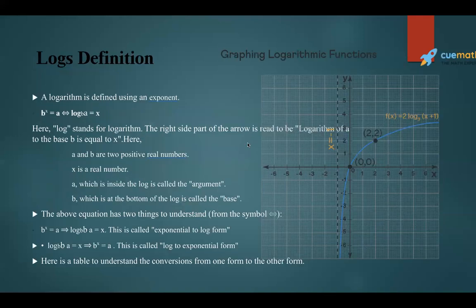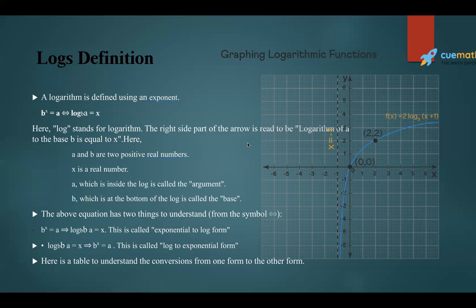Okay, log definition. What is a logarithm? Here in this part, we will learn about the logarithm, with some examples and definitions. A logarithm is defined using the exponent b power x equals a. It means log base b of a equals x. Here log stands for logarithm. The right side of the arrow is read as logarithm of a base b equals x, and a and b are two positive real numbers.